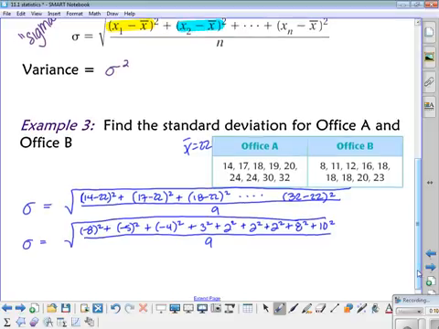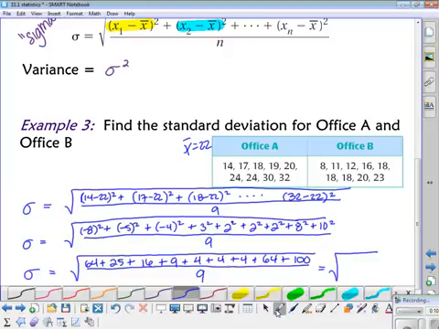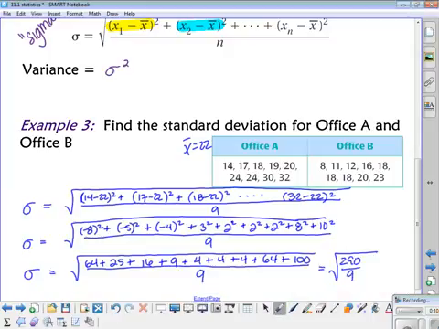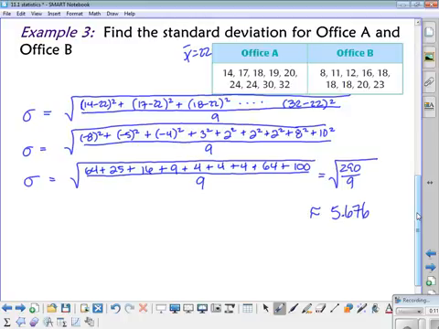So as you get more comfortable with this, you'll probably just write this step right here, where you just look at it and figure out what it is squared. So we'd have 64 plus 25 plus 16 plus 9 plus 4 plus 4 plus 4 plus 64 plus 100, all divided by 9. So I heard some people pick up their calculators. The rest of you pick up your calculators. And let's see what it adds up to. All right, yeah, it adds up to 290, and then we divide that by 9. And so when you take the square root of that, it comes out to about 5.676.